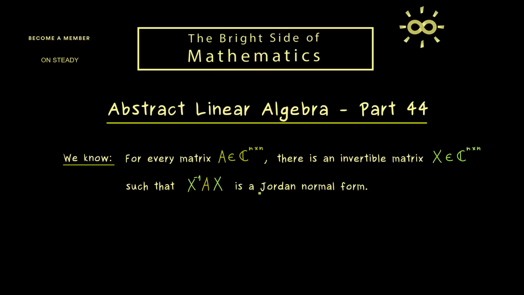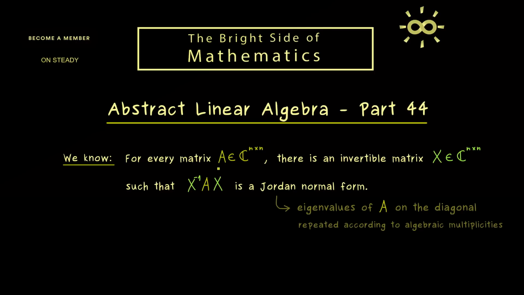And we have already learned that in the columns of the matrix X, we put generalized eigenvectors of the matrix A. For that reason, in the Jordan normal form, we always find the eigenvalues of A on the diagonal. And indeed, how often one eigenvalue is repeated on the diagonal is given by the algebraic multiplicity. So if you know all the eigenvalues of A and the corresponding algebraic multiplicities, you know the whole diagonal of the Jordan normal form.